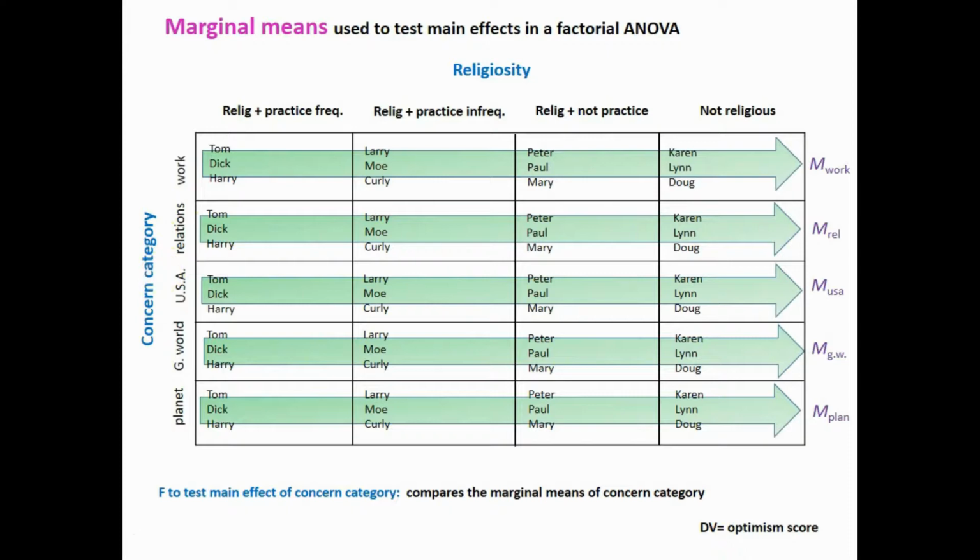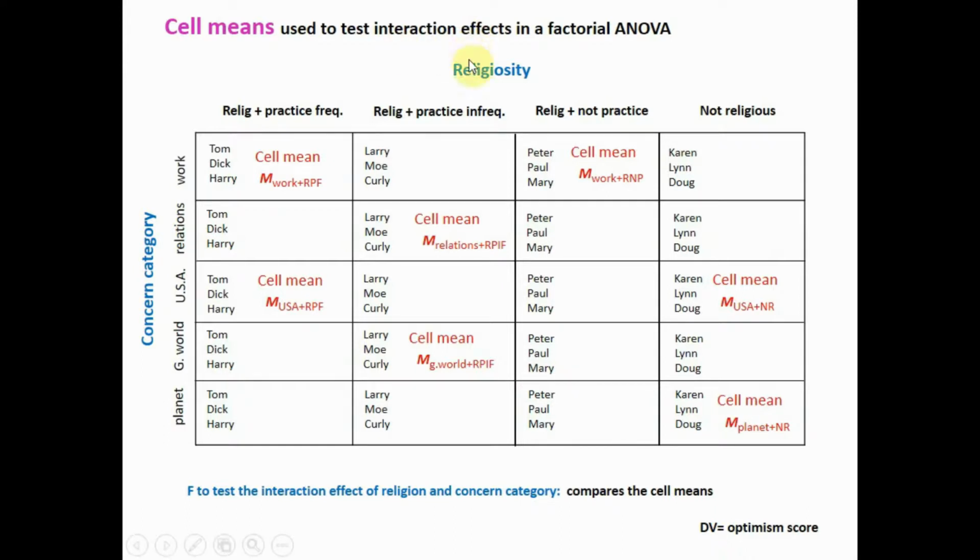Now, all two-way ANOVAs are going to have a third F value. Because remember, at the very beginning I said we want to know if religiosity affects optimism. We want to know if concern category affects optimism. But we also want to know if the combination of religiosity and concern category affects optimism. And that is called an interaction effect, right? And I am going to go into a bit more detail on what interaction effects are. We only see them in factorial ANOVAs. You can't have an interaction if you only have one factor. But because we have two, that opens up the possibility that we might see a combined effect of our two variables, all right?